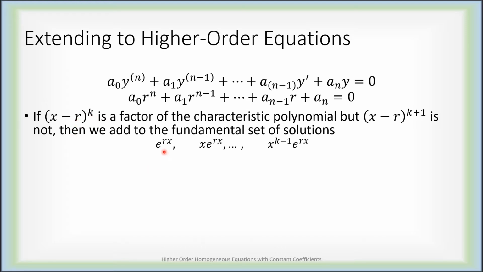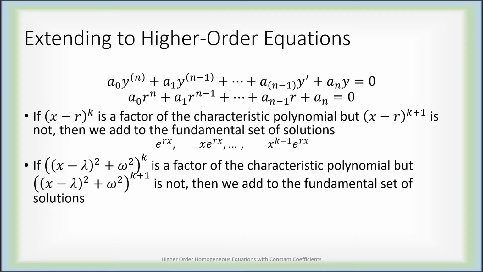e to the rx, x e to the rx, x squared e to the rx, all the way up to x to the k minus 1 e to the rx. Now notice, with this power being k, we go up to x to the k minus 1, because we began at a power of x to the 0 times e to the rx. This is a collection of k linearly independent functions that we're adding to the fundamental set of solutions, corresponding to (x minus r) to the k being a factor, but (x minus r) to the k plus 1 not being a factor of the characteristic polynomial.